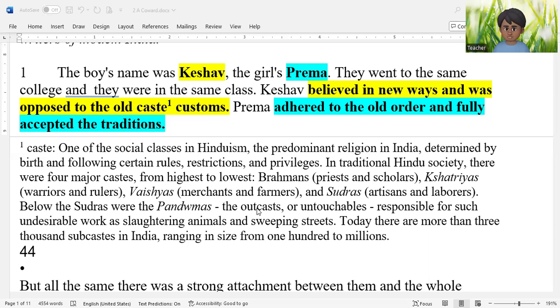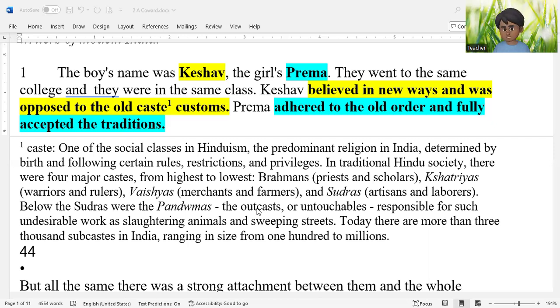Now, as I told you, conflict is another very important element in a story. There is no story without conflict. You cannot create a story or narrative without any conflict. It is conflict which develops the plot in a story. Now let's talk about what is the conflict here that we see.